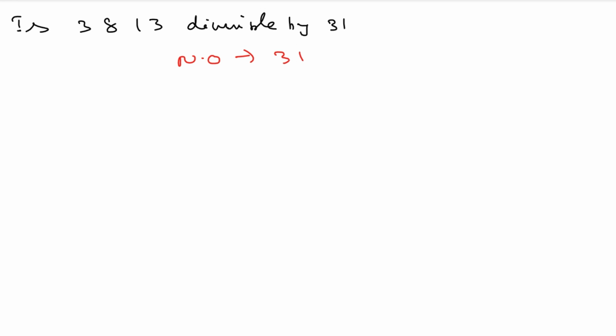I'll start with a simple question, just a 4-digit number, that is 3813. Is it divisible by 31? What is the first step? Negative oscillator of 31. Drop this 1 and the negative oscillator is equal to 3. You use the negative oscillator when the unit digit of a divisor is equal to 1.